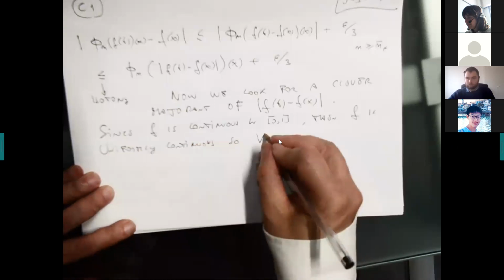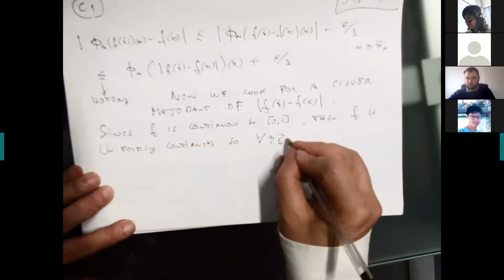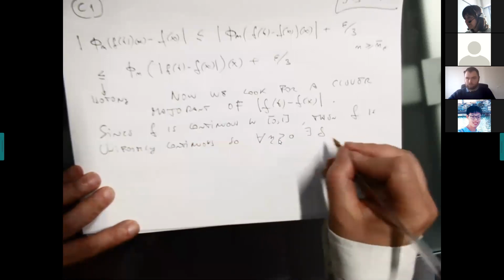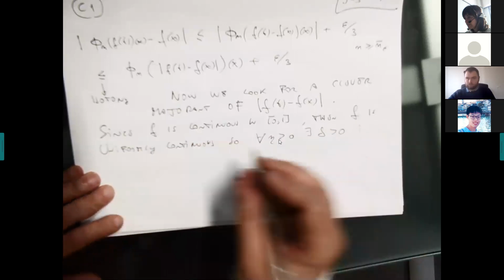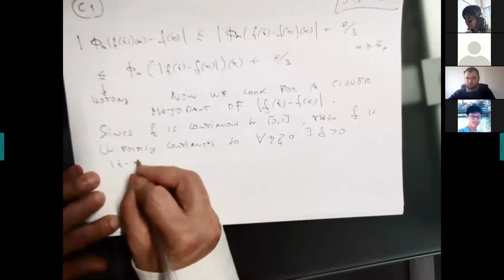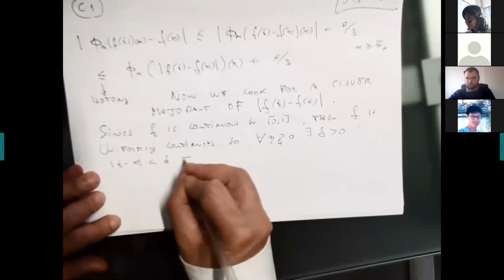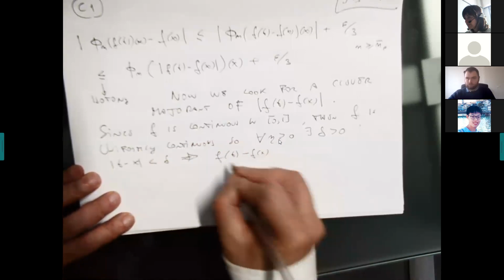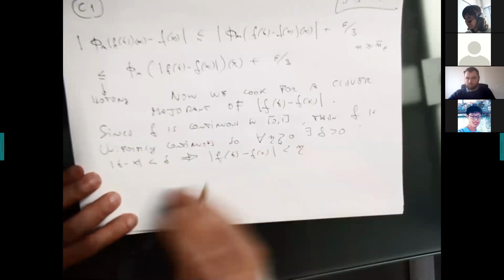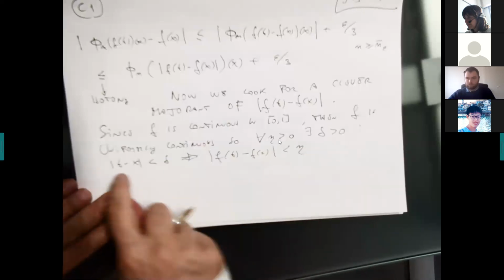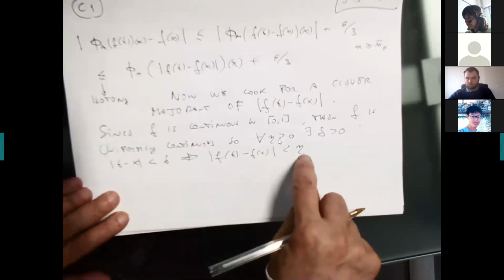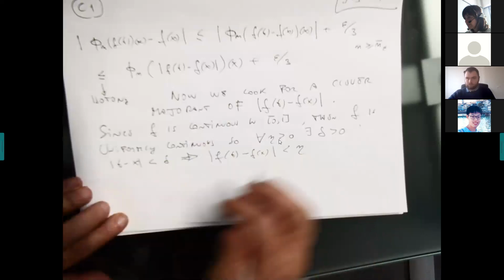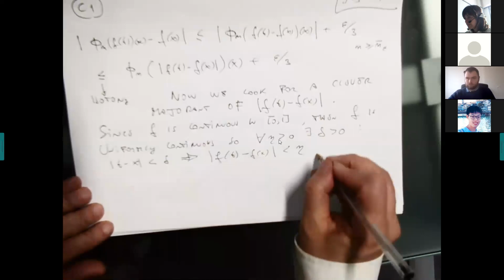So for any epsilon larger than 0, there exists some delta larger than 0 such that |t minus x| less than delta implies |f of t minus f of x| bounded by epsilon. But notice that this relation with the small epsilon is true only when t and x are close. Okay, so which is the idea?